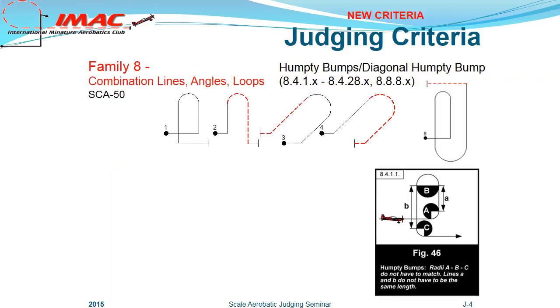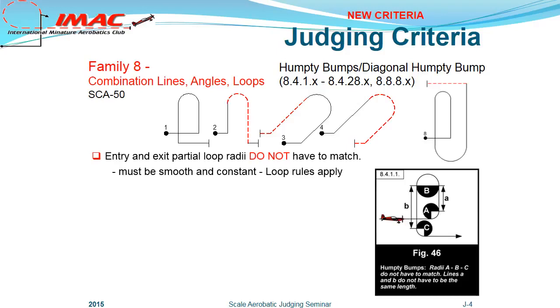These are examples of Humpty Bumps. They can be single, either vertical or diagonal, or double and may be flown either up or down. The double Humpty judging criteria is largely the same as for single Humpties, and so will be covered here. The entry and exit partial loop radii, marked A and C on Figure 46, don't have to match. As with all radii, however, they must be smooth and constant with all standard looping rules applied.